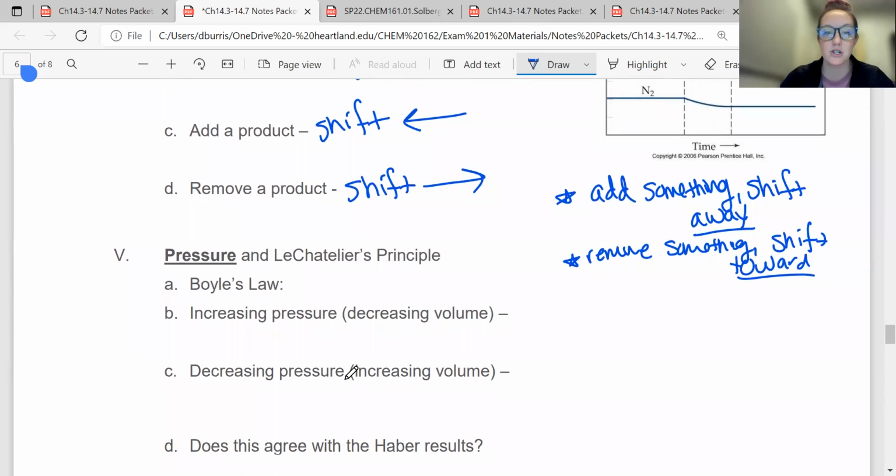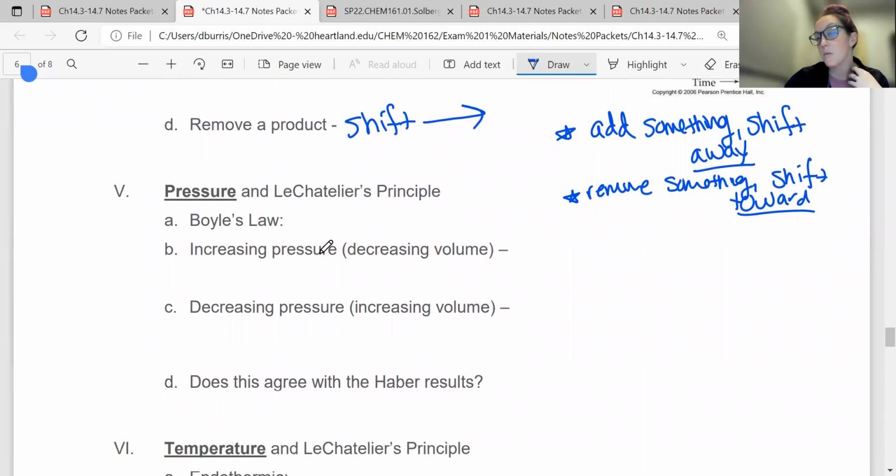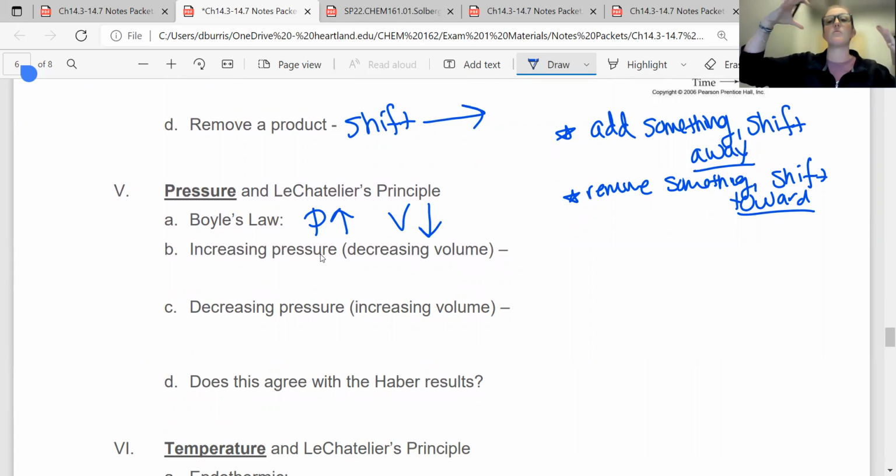Now we're going to talk about pressure. I want you to remember Boyle's law for a moment, and that says that pressure and volume are inversely proportional, right? If you put something in a smaller container, it's going to increase the pressure. If you give it more space, it's going to decrease the pressure. All right, and that actually affects equilibrium.